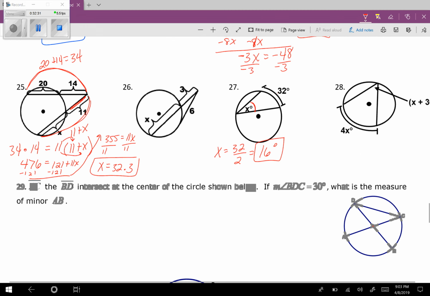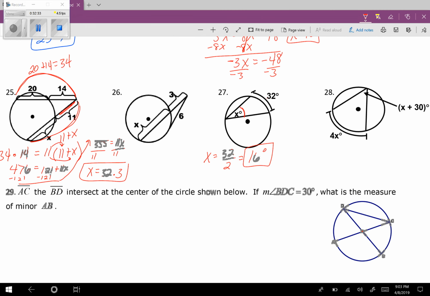Okay, now 28. It's a little bit challenging, but not too bad. I'll just help you set it up here. On this one, I would just think going from the angle out to the arc. What do you have to do to go from the angle to the arc? It's times 2. So this 4x is going to be equal to 2 times that x plus 30. And there's the setup for that.